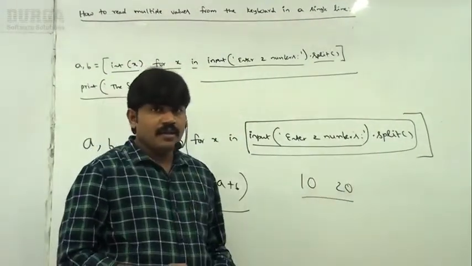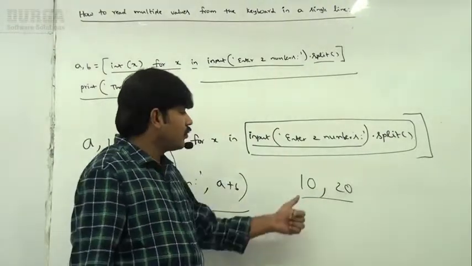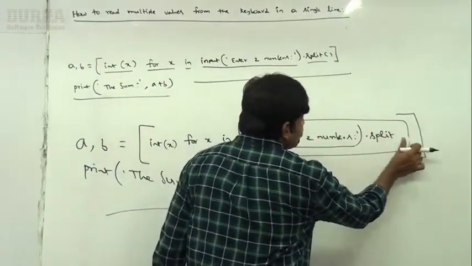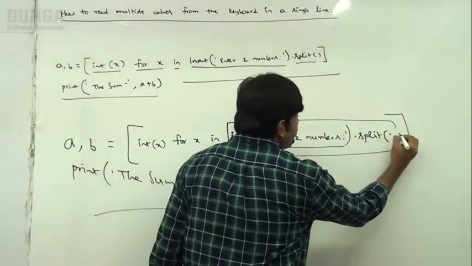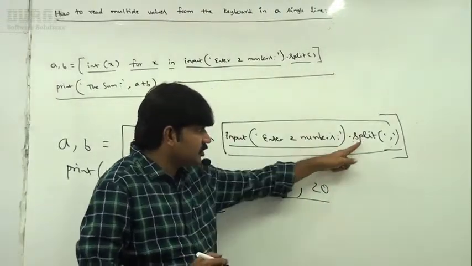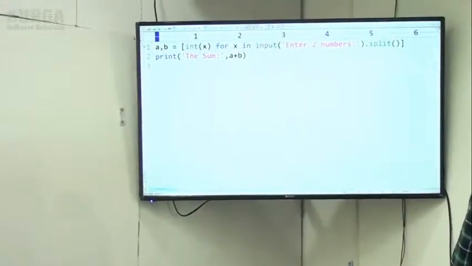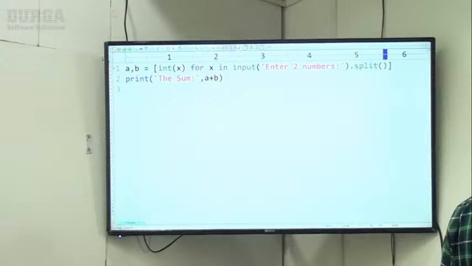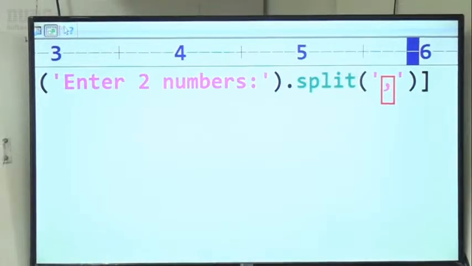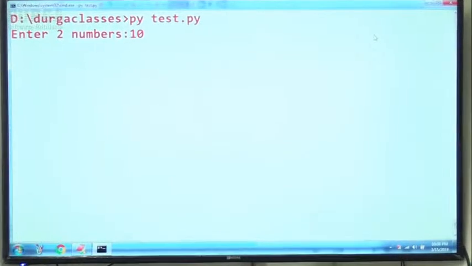Now I want the input with comma separation. If you want comma separation, what we have to do is divide this single string based on the comma. Then here, instead of a split argument, we have to provide a comma. Split this string with respect to comma. Observe very carefully: which argument am I passing to the split function? The comma argument, sir. Now enter two numbers: 10 comma 20.